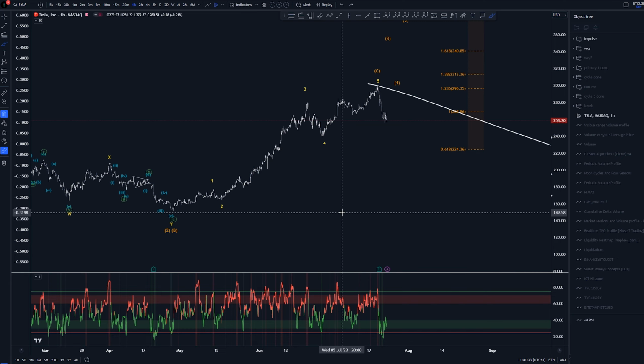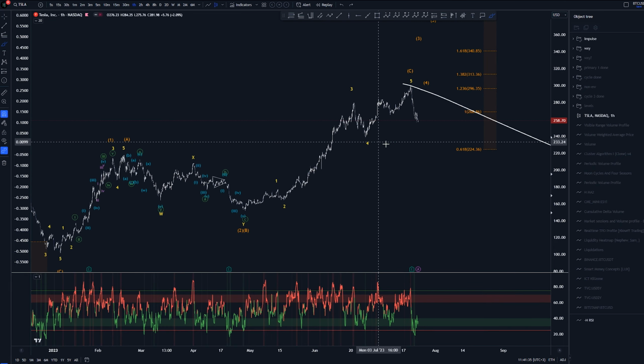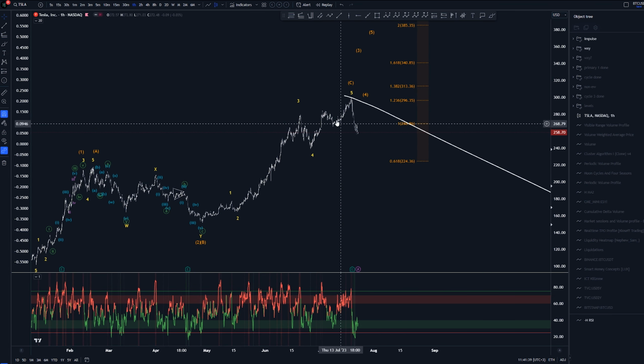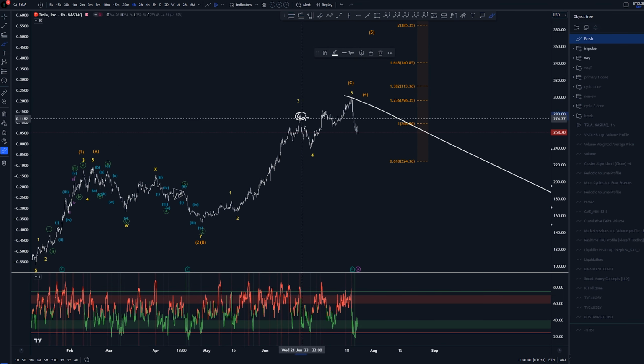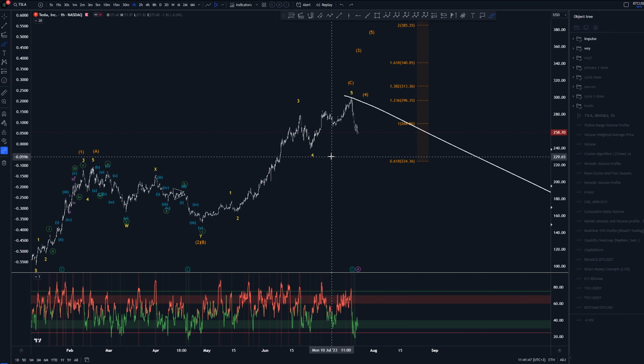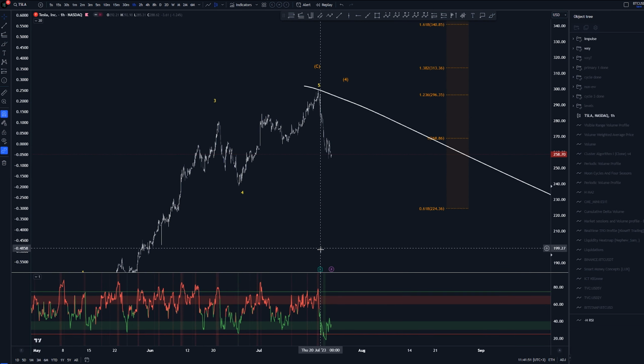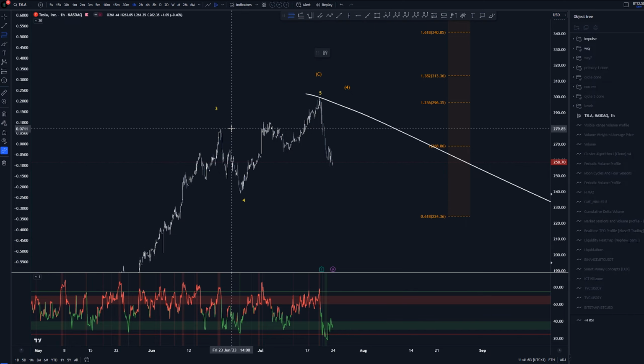But that's that. The other way of looking at this is that this whole thing ended up in here, sorry. And we came down in 3, went up in 3, and now we are coming down in 5. At this point, this looks impulsive to the downside. And why am I thinking about this?